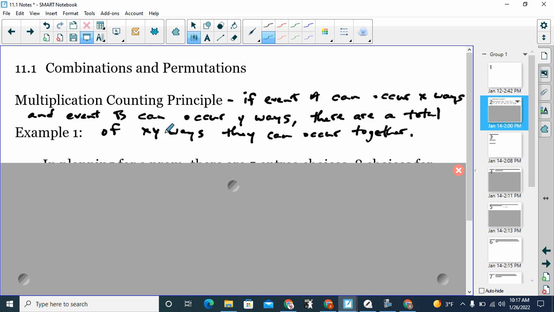Which is why it's called the multiplication counting principle. We multiply X times Y. Quick example, if you think about flipping a coin, it has 2 outcomes, and rolling a die has 6 outcomes. Together, there should be 12 total outcomes. So you could flip a head and roll a 1, head and a 2, head and a 3, head and a 4, 5, 6, or you could get tail 1, tail 2, tail 3, tail 4, 5, 6. Notice a total of 12 different outcomes.